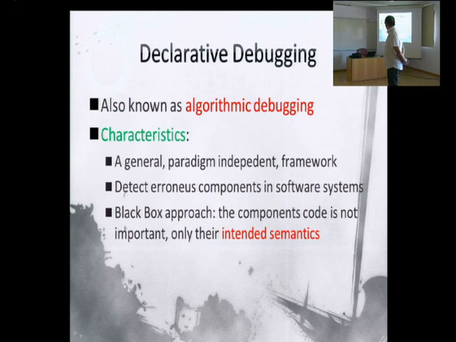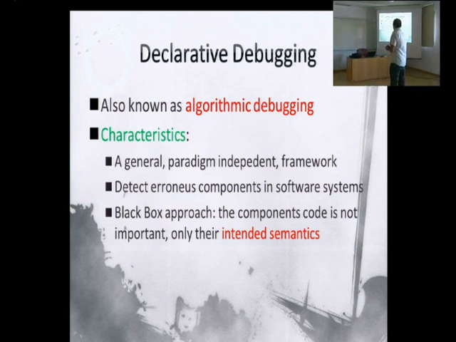Declarative debugging is also called algorithmic debugging. Some people insist on calling it algorithmic debugging, others insist on calling it declarative debugging, and there are some fights about the terminology. But I will use algorithmic or declarative interchangeably. The characteristic is that this is a general, paradigm-independent framework for debugging. It concentrates on semantics. So what we will do is compare the intended semantics and the actual computation results. That's the idea of declarative debugging.